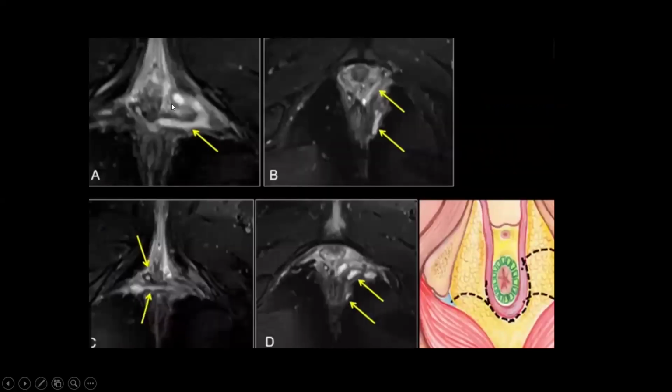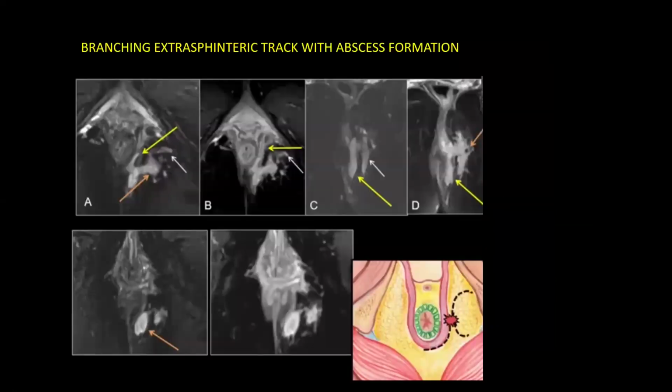Again, more examples of extrasphincteric fistulas. You can see multiple extrasphincteric fistulas, right? All of them right and left, more on the left than right, and then all of them opening inside. So more ramifications and more extrasphincteric fistulas.